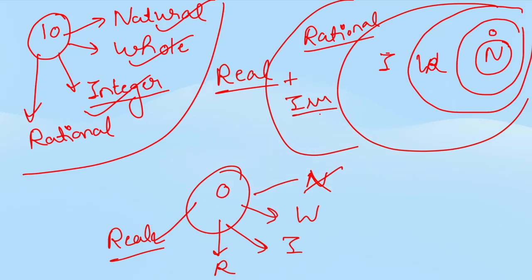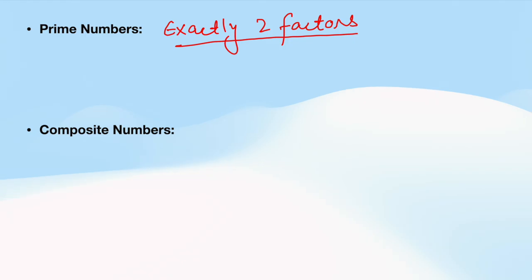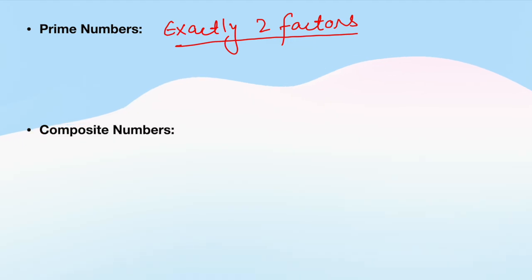Now let's come to the chapter. The most important things that we should know are what are prime numbers and what are composite numbers. So if I ask you what are prime numbers? Okay, prime numbers means those numbers which have exactly two factors. Factors means exactly two numbers which can divide that number. Simply, factors are those numbers which can divide a given number, right?